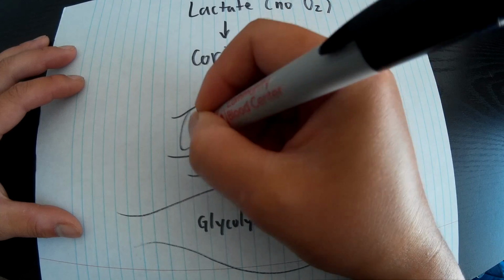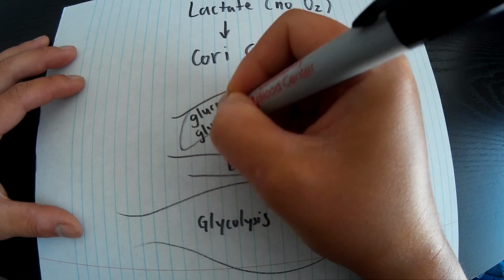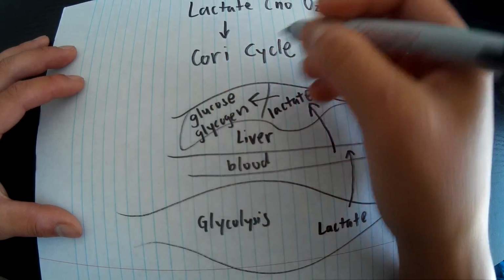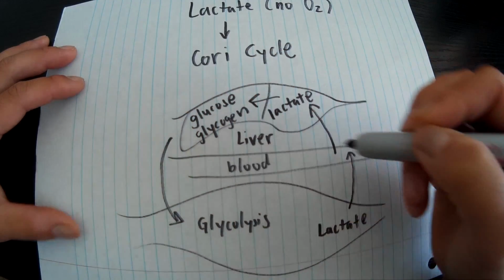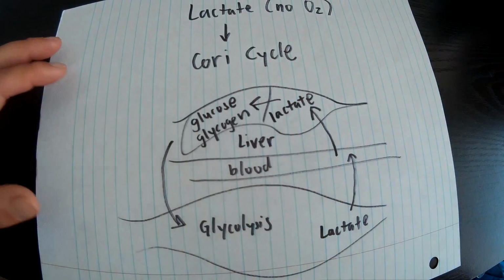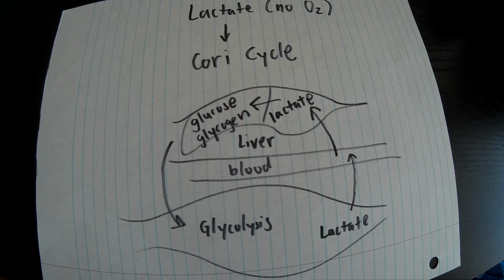So here we made our glucose. Now our glucose is going to go back into the bloodstream and to our muscle. Then either our muscle can use it through glycolysis or it can store it as glycogen. And thus the cycle starts again. The glucose could be used for glycolysis again and then turn back into lactate and so on and so forth. So there you have it. That is the anaerobic part of the glycolysis system.